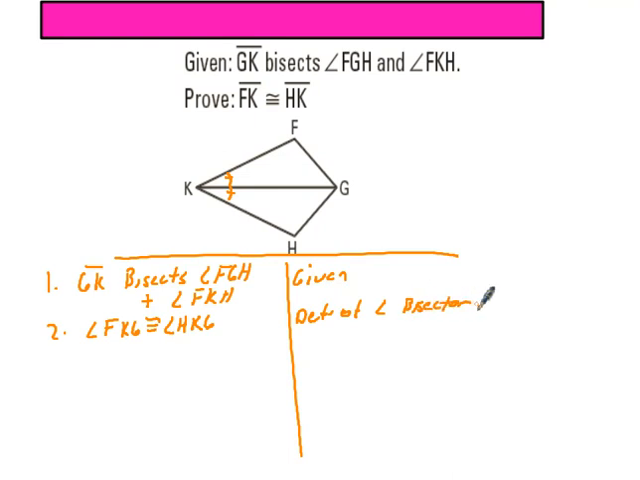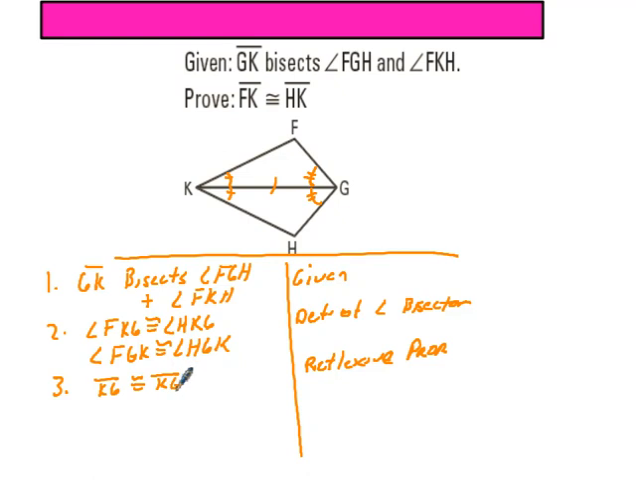We can also do the other side because it's bisecting angle FGH also. We can say this is going to be congruent to that for the same reason. So we'll just tack down this line here, so we can say angle FGK is congruent to angle HGK for the same reason. And I'm sure most of you are jumping out of your seat going, hey, that middle side there. So we can use the reflexive property here to say that segment KG is congruent to segment KG.